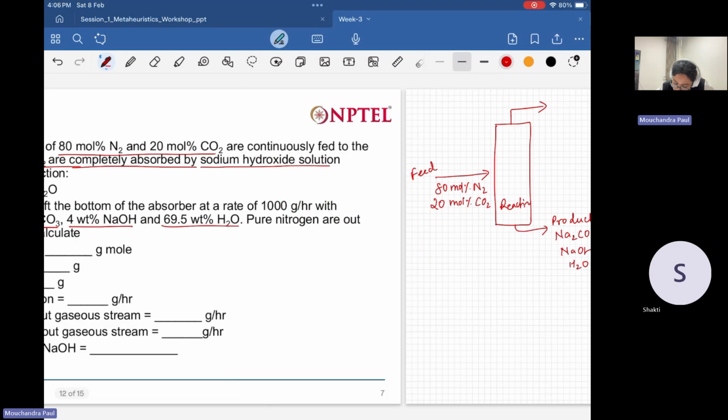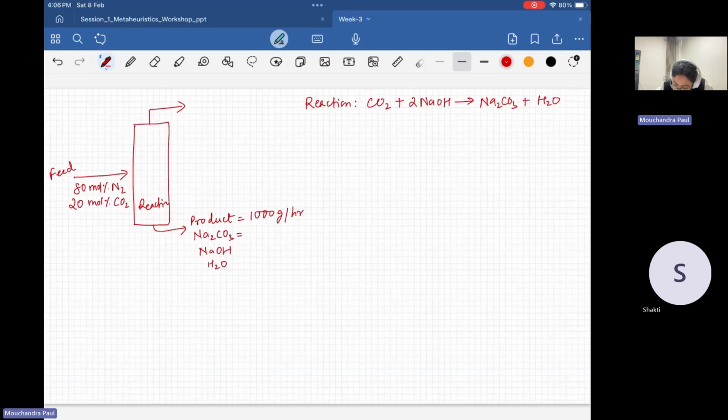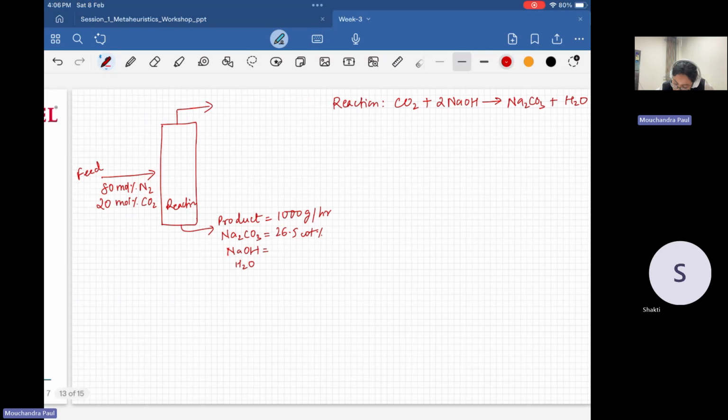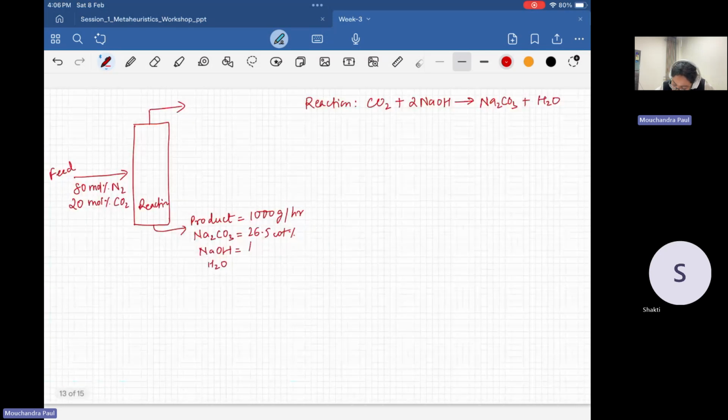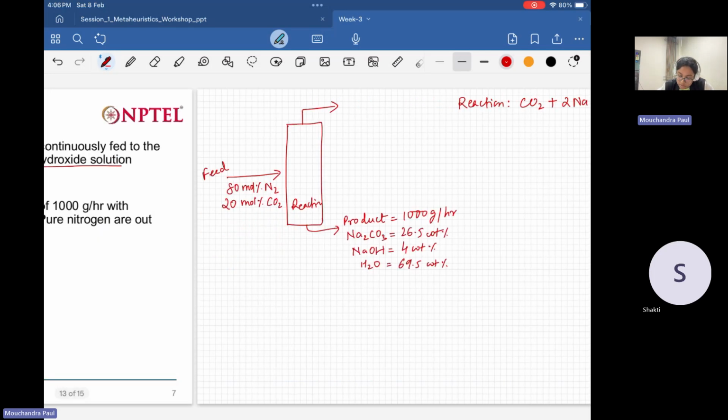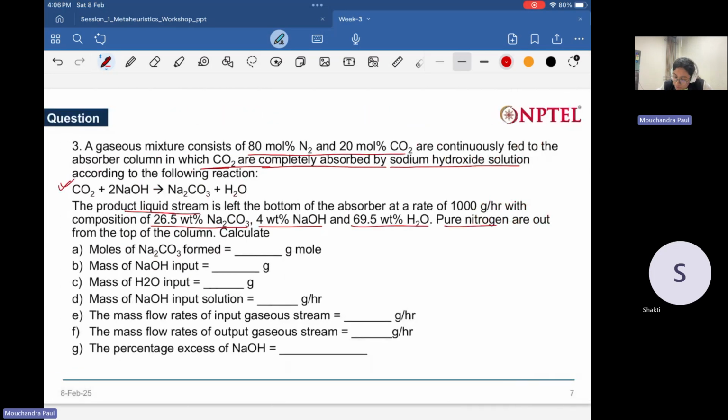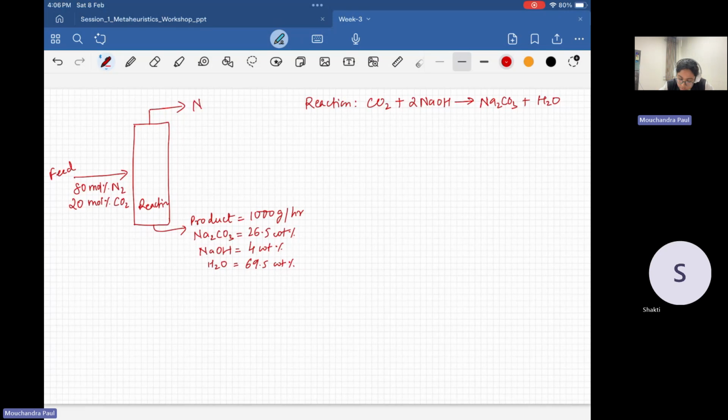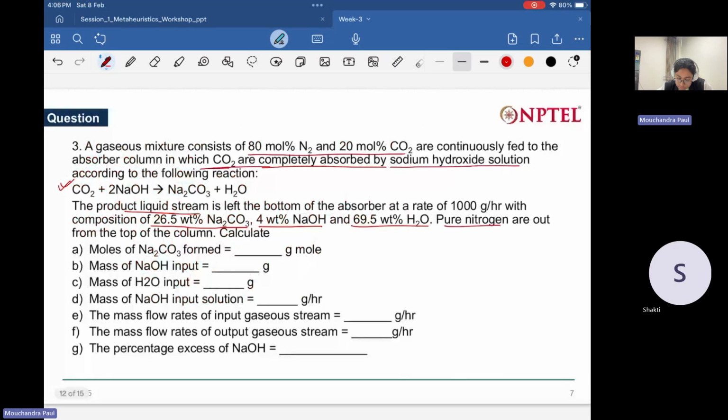Sodium bicarbonate is 26.5 weight percent. Sodium hydroxide is 4 weight percent, whereas water is 69.5. All right. So this is the overall question, and what is coming out? Pure nitrogen is coming out. This is the top, this is the bottom of the column. Let's do one by one.